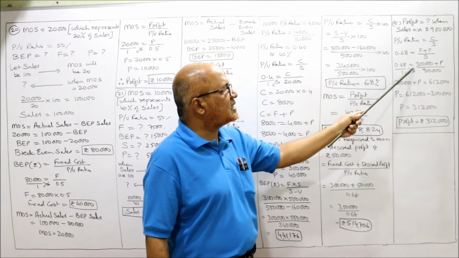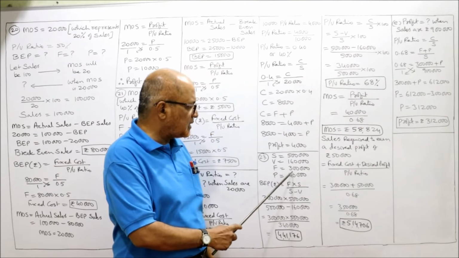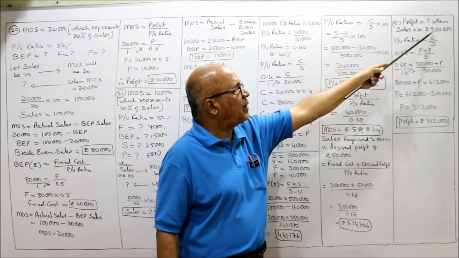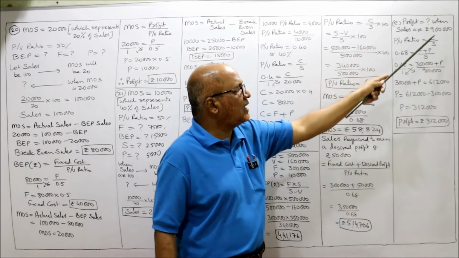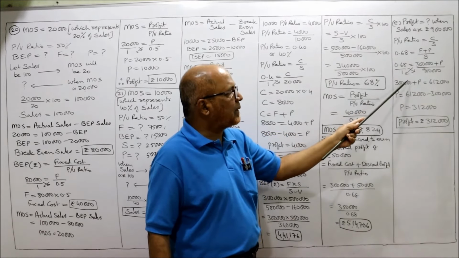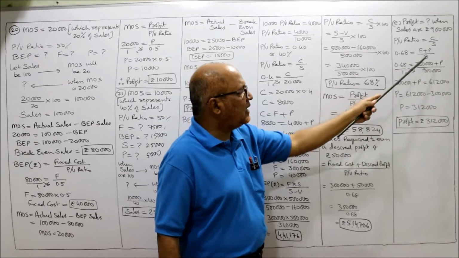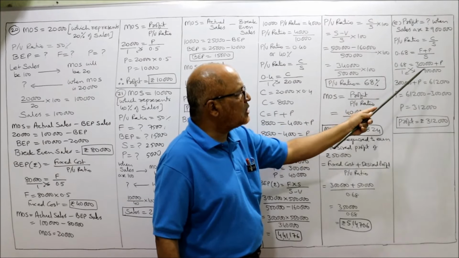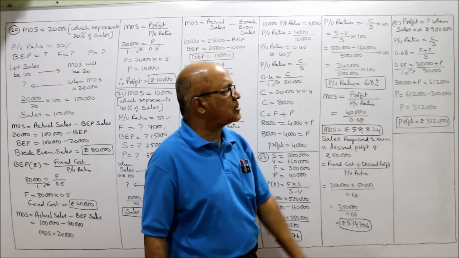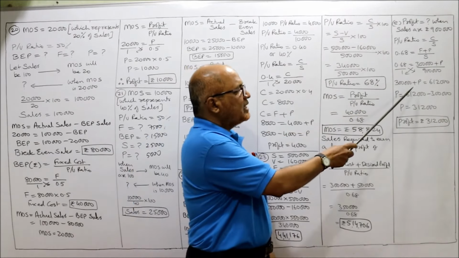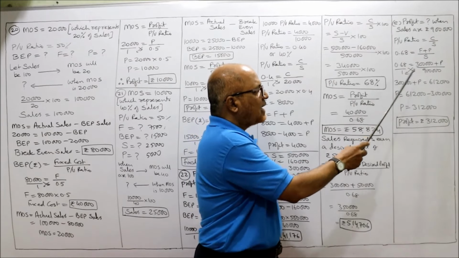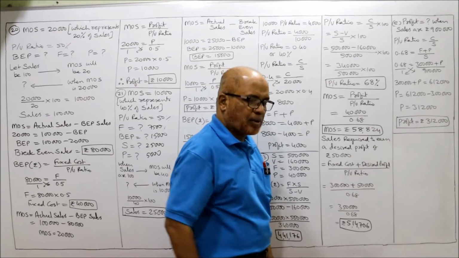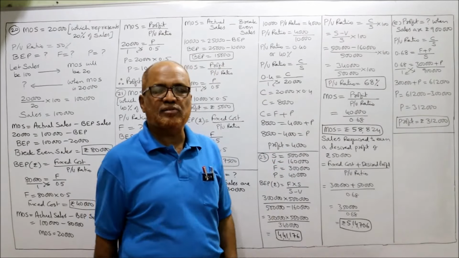So 0.68 is equal to fixed cost. Fixed costs are given in the problem, 3 lakh, plus profit we have to find out, divided by sales. Sales are given in the problem, 9 lakh. Now cross multiply. 3 lakh plus P is equal to 0.68 into 9 lakh. You will get 6 lakh 12,000. Now keep this P on LHS. Take this 3 lakh to RHS. So 6 lakh 12,000 minus 3 lakh. 3 lakh 12,000 is the profit. That's all, the 5 items we have completed.